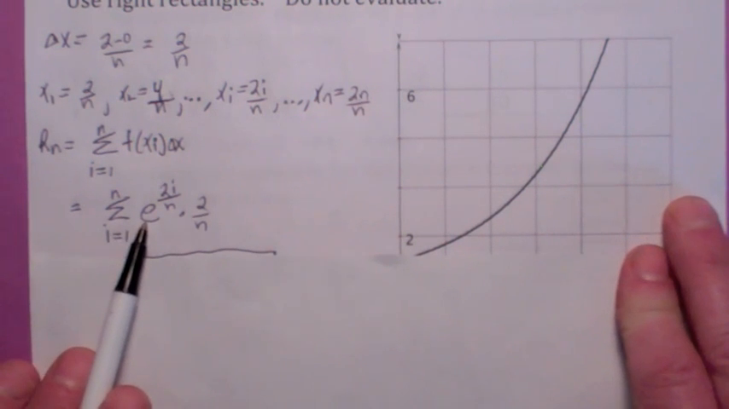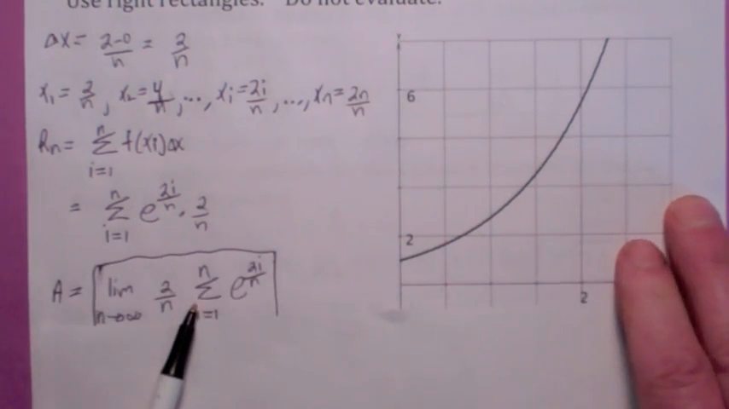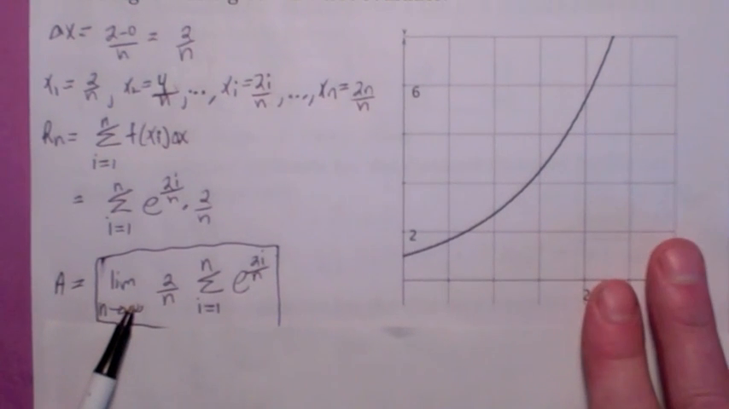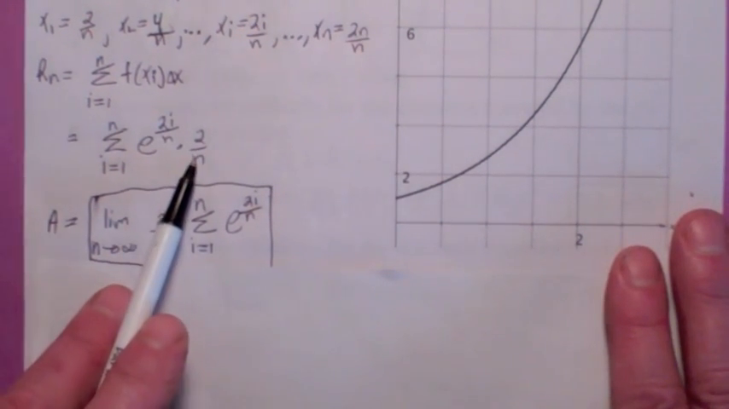This is not the area, this is the sum of the areas of the rectangles. The area would be the limit as n goes to infinity of this. And what you could do is pull the 2 over n out of the summation.